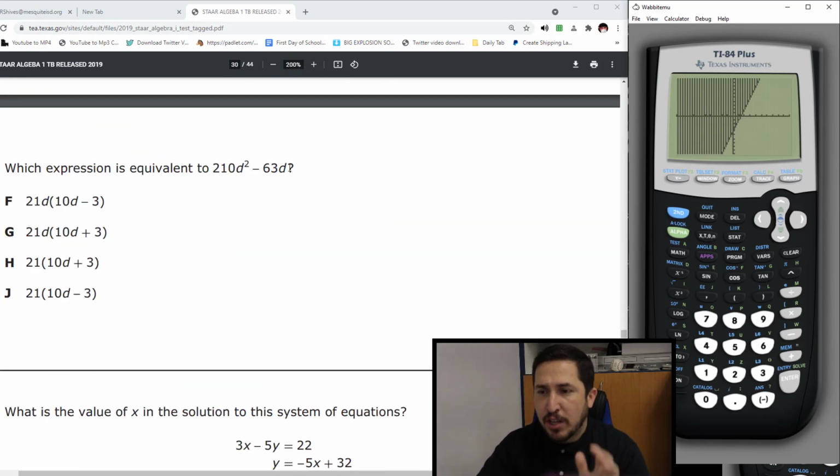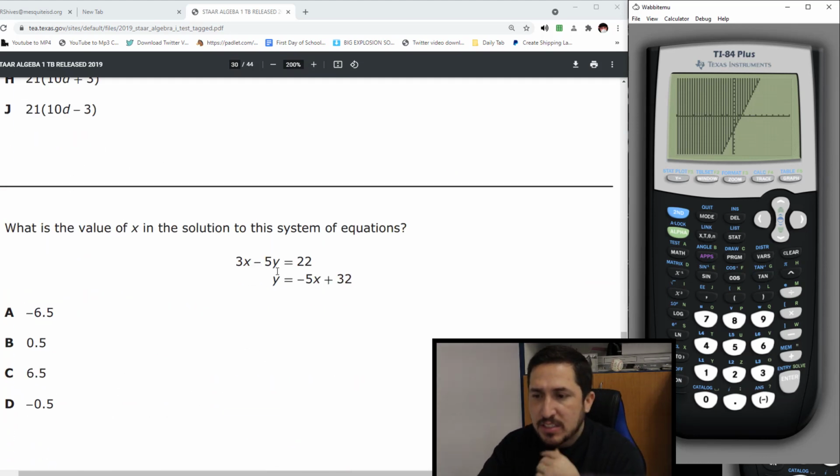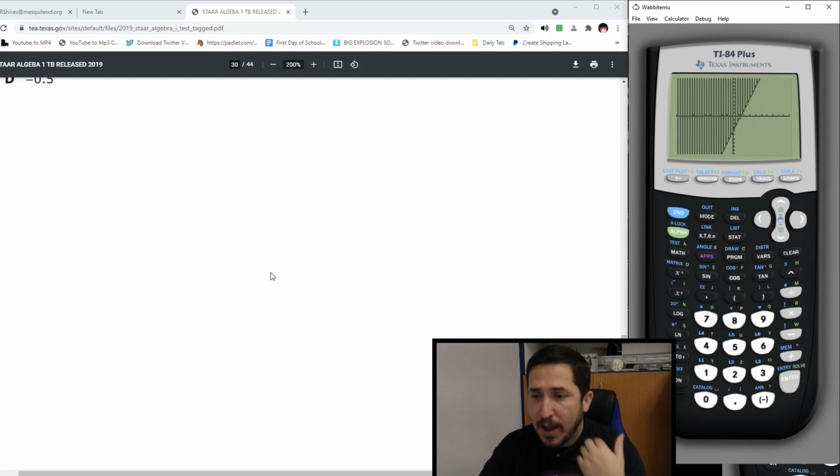Next, an equivalent: turn this guy into x's, see which table matches. This guy's solving for y, you have to know how to solve for y. Come for tutoring if you need that.